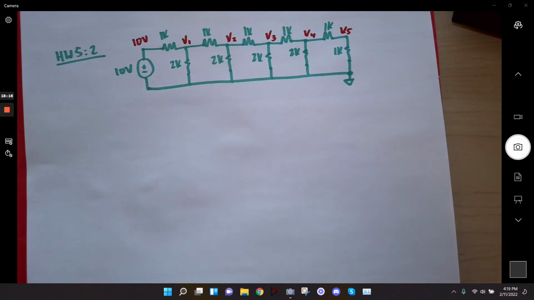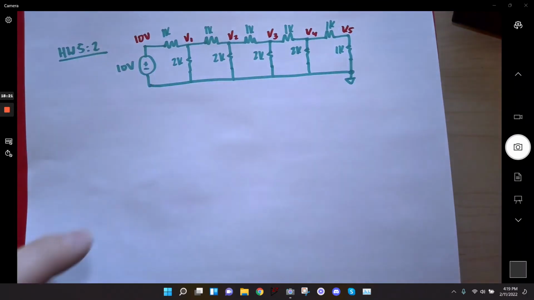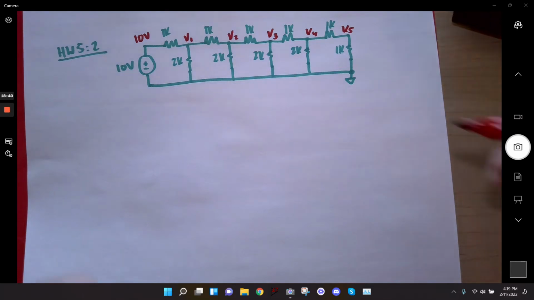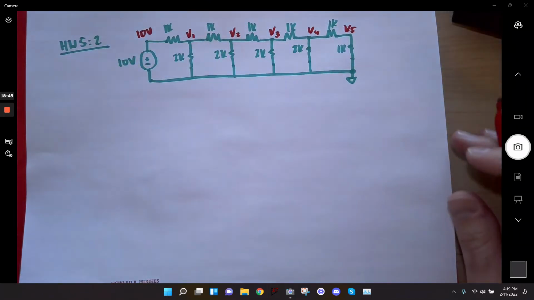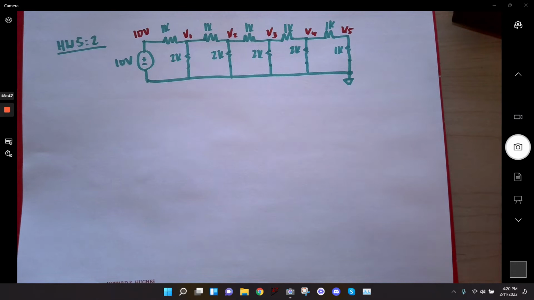Someone in the class said that they used mesh and they made 5 loops here, which works, that's great. Like I said several times throughout this class, whatever works for you works, unless I specifically tell you in the instructions how to do it. Whatever method works best for you is fine with me. If you made a current for this loop, this loop, this loop, this loop, this loop, you'd end up with 5 equations, 5 unknowns. Might be a nightmare to solve, but I'm sure it would go quick because there's only one source.